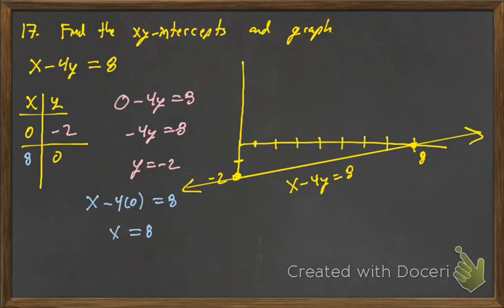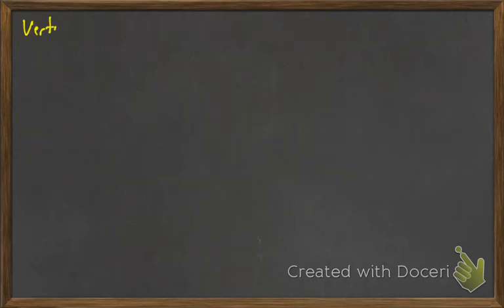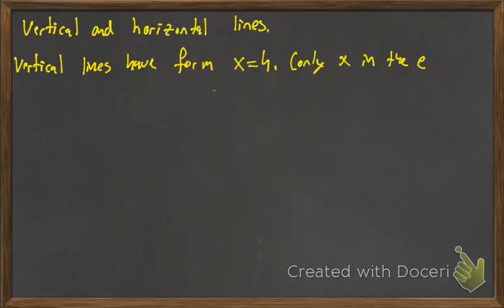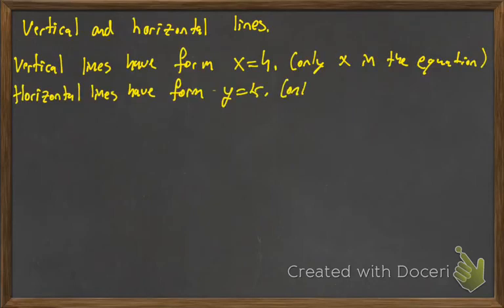Okay, so moving along. Horizontal lines and vertical lines. Okay, so I'll speed it up and read it for you. Okay, so vertical and horizontal lines. Vertical lines have the form x equals h. There will only be an x in the equation. I said vertical, I hope. Vertical lines have the form x equals h, only have x in the equation. Horizontal lines have the form y equals k, and there's only a y in the equation.